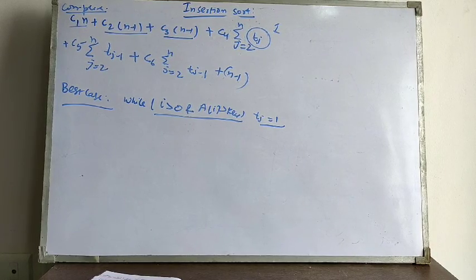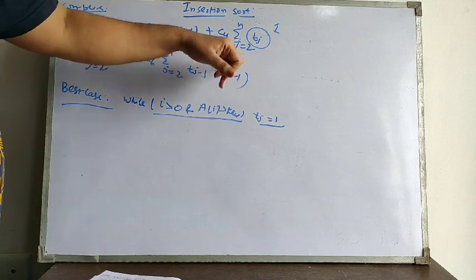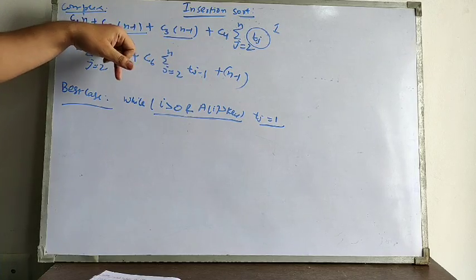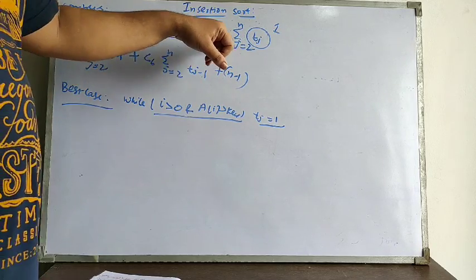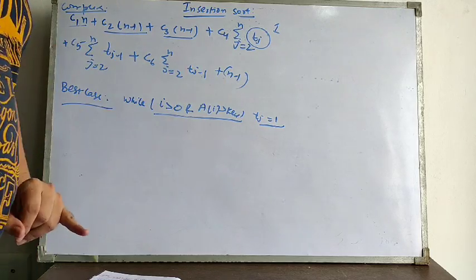Now let's calculate the best case complexity. I have already told you the complexity of this algorithm will be, if I add all the terms, C1n, C2(n minus 1) plus C3(n minus 1), C4 summation, C5 summation, C6 summation, and C7(n minus 1).